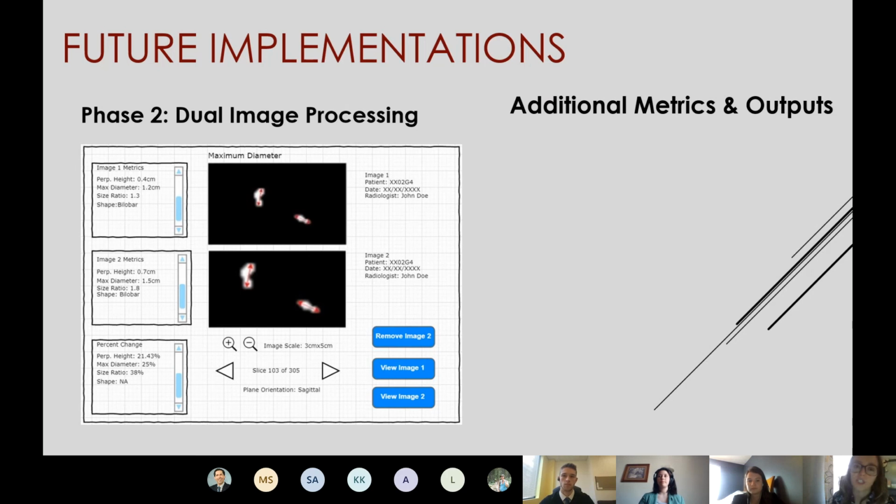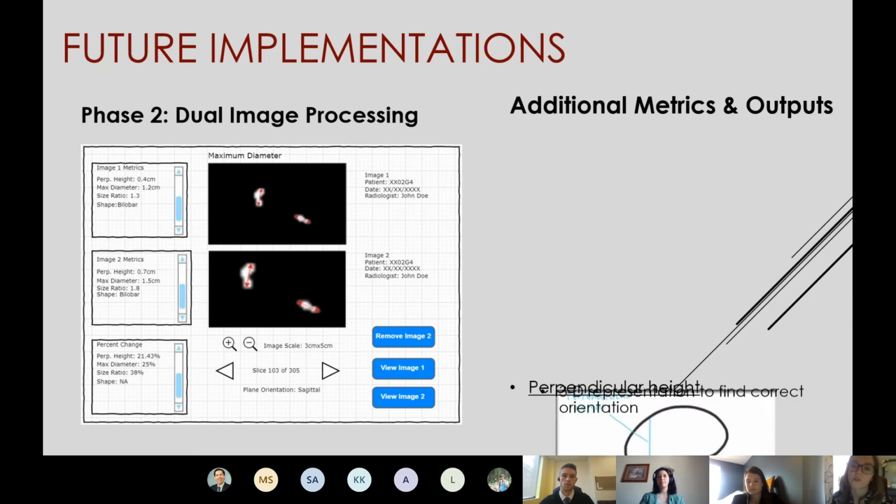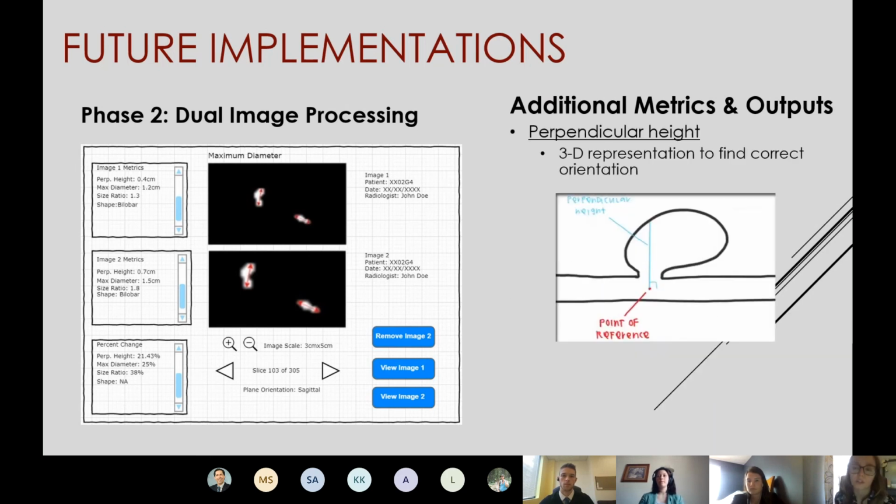Our next future implementation for the project would be a few metrics. The first would be the perpendicular height. Through our research, we found that this value, which is the measurement from the middle of the blood vessel directly 90 degrees upward to the edge of the aneurysm, is important when the radiologist is analyzing the aneurysm. Due to lack of time, we were unable to get this measurement done. But to get this measurement, we would recommend future teams use a 3D representation in MATLAB to find the correct orientation first, and then find the metric through that.